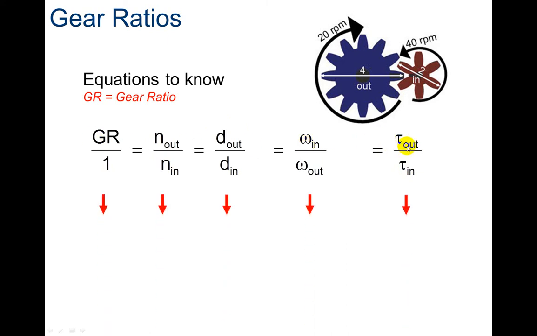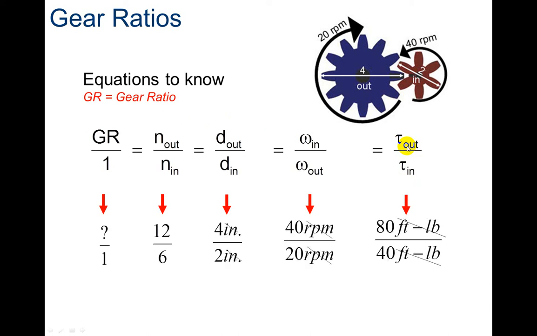So in this particular problem, the one on the right is in and the one on the left is out, and we can set up our gear ratio. All of these are equal to each other, and as you can tell, they're all equal to 2. We do not have a unit on gear ratio, just like we didn't have it on mechanical advantage, because each of these are going to cancel.